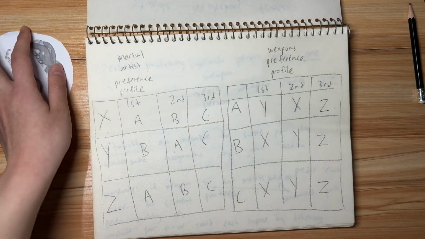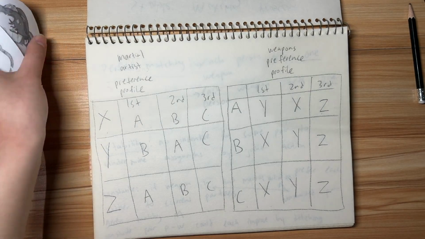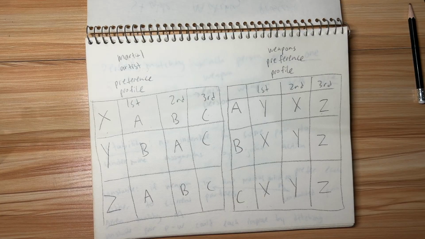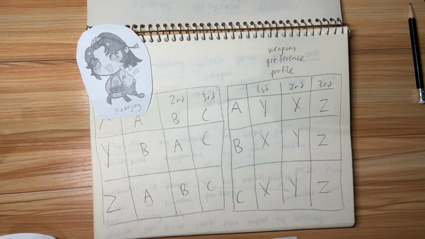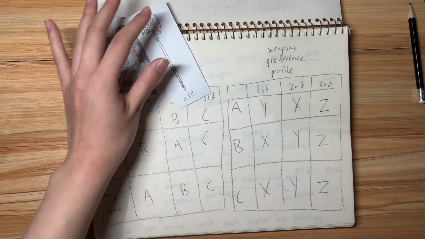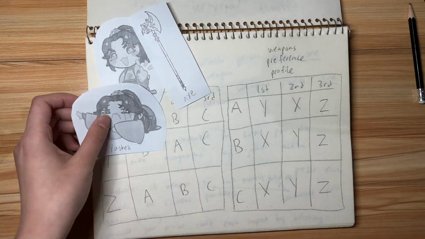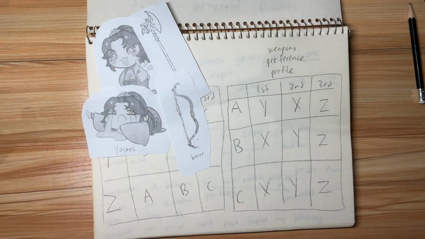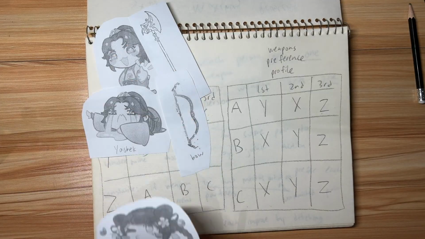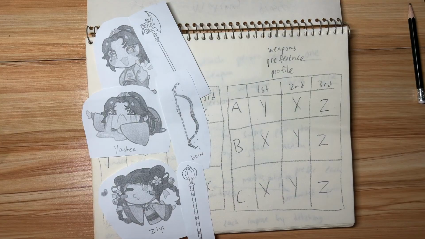All right, what about this kind of matching? What if we pair X with the axe, we pair Y with the bow, and we pair Z with the club. Let's see if this matching is stable or not.